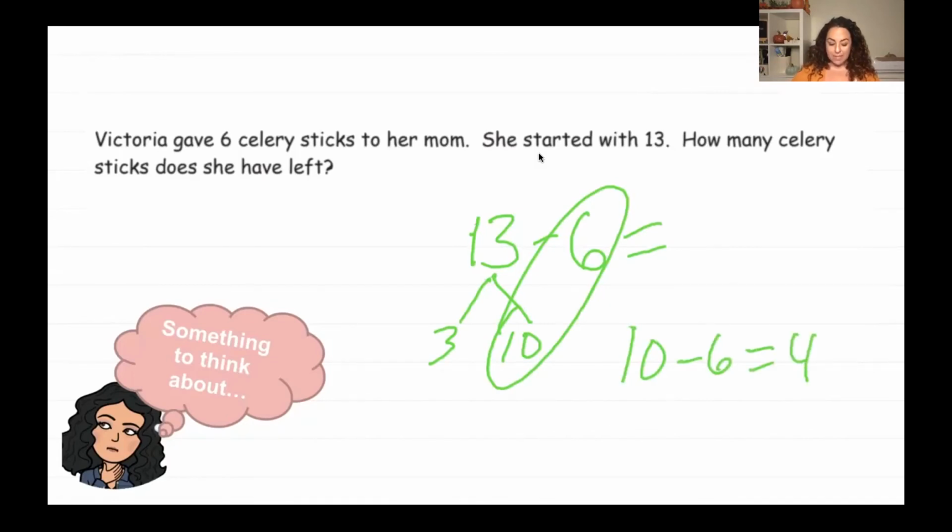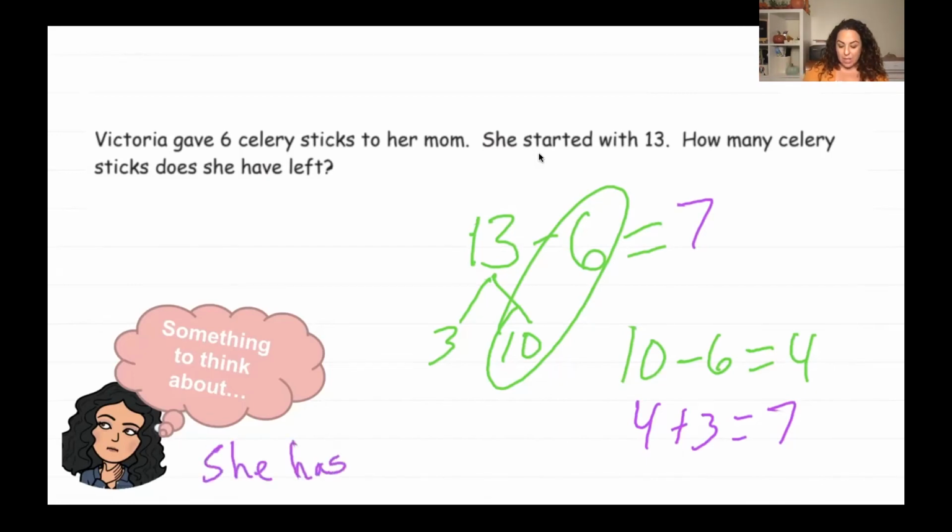And then I'm not done yet because look, I have a 3 and I have a 4. I've got to put them together. So 4 plus 3 equals 7. So that means that 13 take away 6 equals 7. Now this is a story problem, so we answer it with a sentence. She has 7 sticks left.